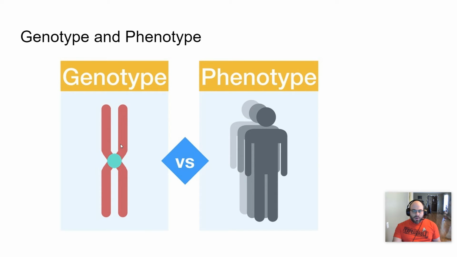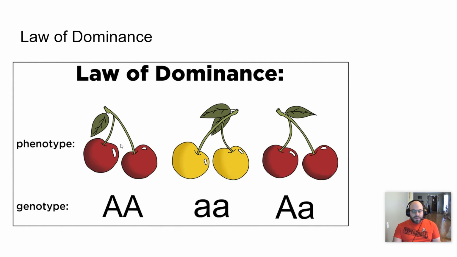Phenotype has to do with the expression of those alleles, the physical trait that you actually see. And then Mendel's law of dominance: the dominant always expresses itself. Here's a great example of this. Red is dominant, yellow is recessive. You mix red and yellow together, you get red, not orange, because red, in this case, expresses itself because red is dominant.